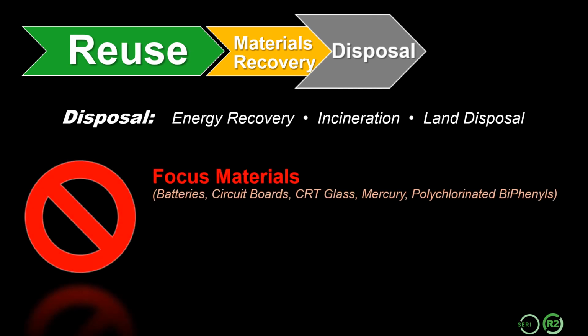Focus materials are the materials and electronics that require greater care and safeguards due to their toxicity and potential risks to workers, the public, and the environment. They include batteries, circuit boards, CRT glass, mercury, and polychlorinated biphenyls, also referred to as PCBs. Core 2 prohibits the disposal of focus materials, or equipment and components containing focus materials, unless it is specifically required by law.